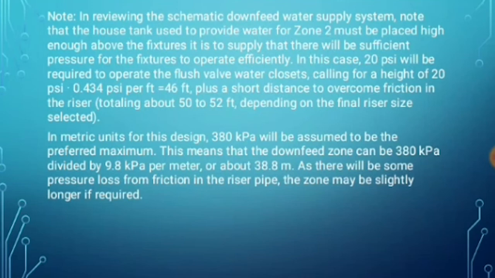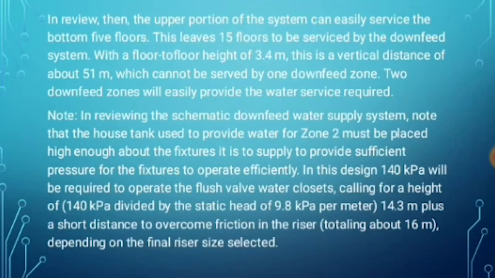In metric units, for the design, 380 kilopascal will be assumed to be the preferred maximum. This means that the downfeed system can be 380 kilopascal divided by 9.8 kilopascal per meter, or about 38.8 meters. As there will be some pressure loss from the friction in the riser, the zone may be slightly longer if required.